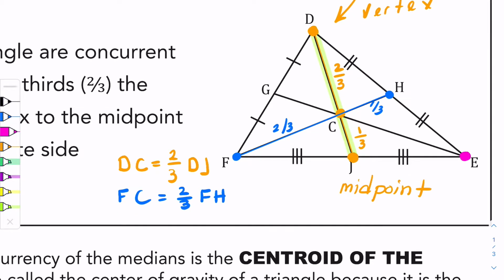Point E and point G. So we know the longer segment, or the segment coming from point E, is going to be 2/3, and the smaller segment is 1/3. So segment EC is 2/3 the length of segment EG, or the total length. Or you could say CG is 1/3 the length of the entire segment.